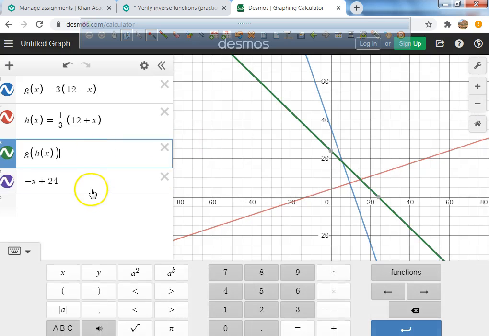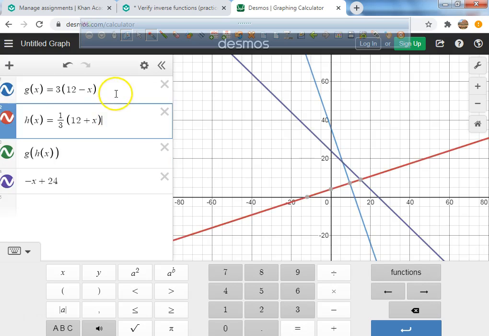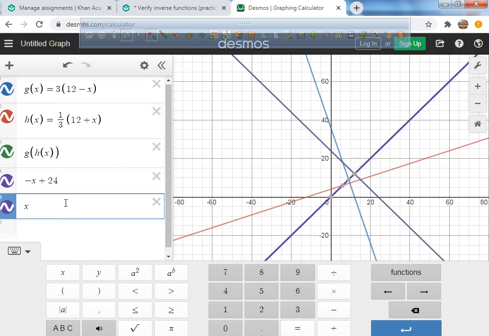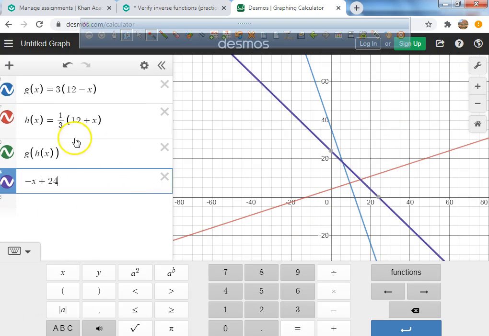Can anybody see anything about the green and the purple function? What do you notice? They're exactly the same. Now, are these inverses of each other? No, they're not. They're not inverses of each other because they don't reflect across y equals x. They don't reflect across it. But are these the simplified version? These are the simplified version.